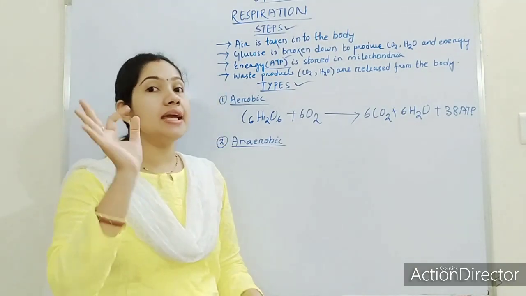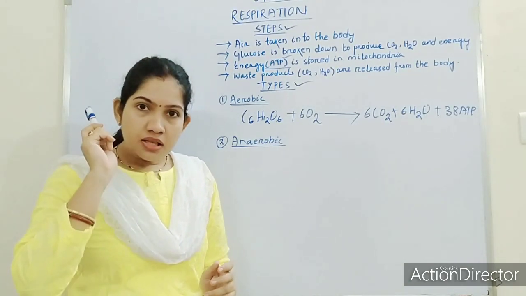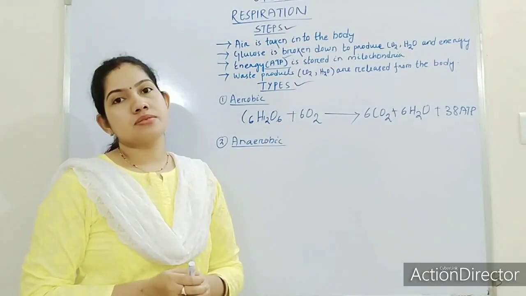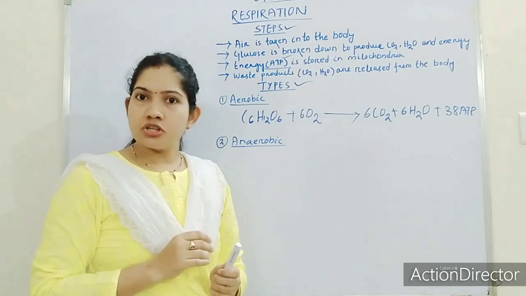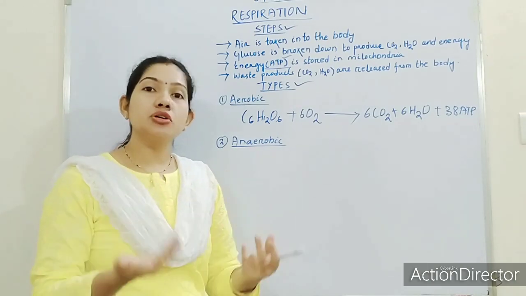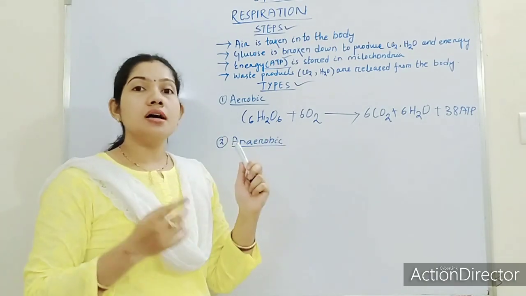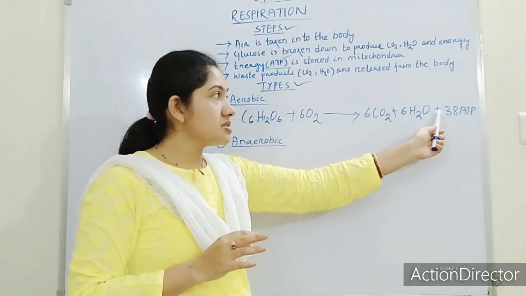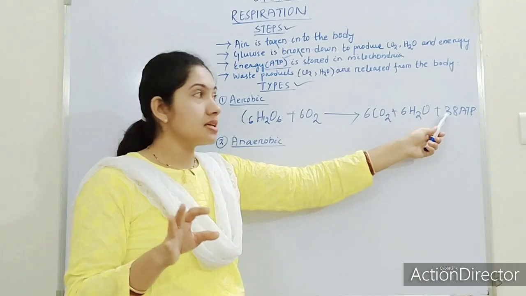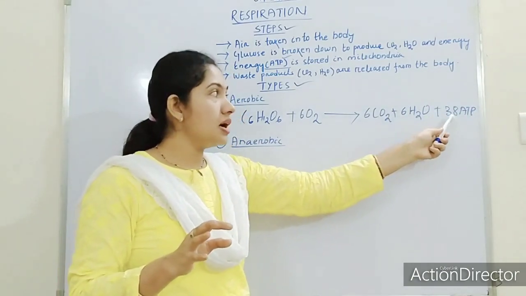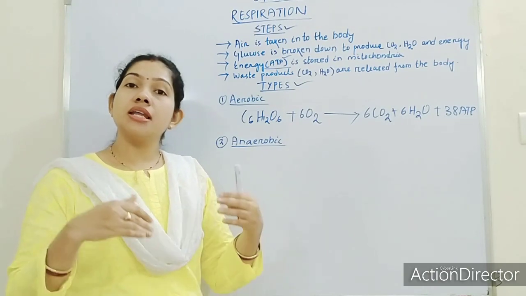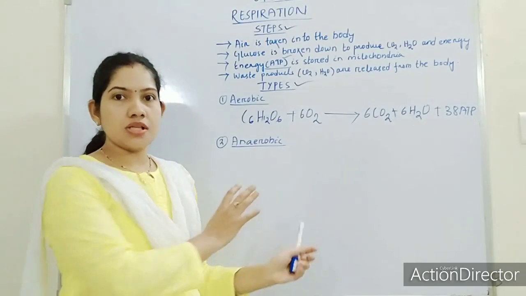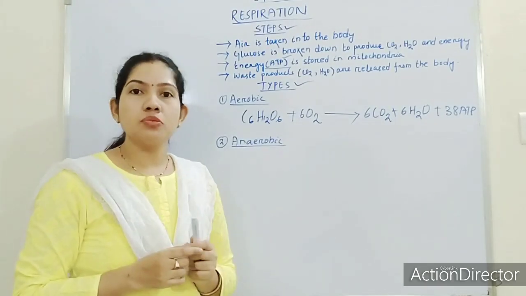Here I have written 38 ATP, meaning in the breaking down of one glucose molecule, 38 ATP will be released. Got it? This is an important short question. How many ATPs are produced by the breaking down of a single glucose molecule? 38 ATP. 38 ATP is not very less. In aerobic respiration the amount of energy formed is very high as compared to anaerobic respiration, which we will discuss now. Got it? So this is all about aerobic respiration.